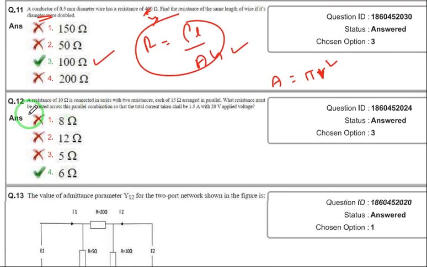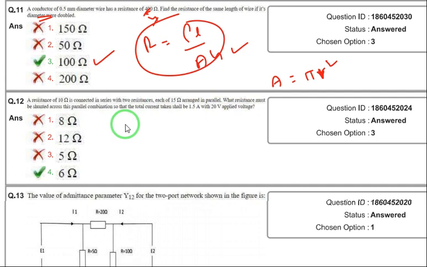So here what he is giving: a resistance of 10 ohms is connected in series with two resistors each of 15 ohms arranged in parallel, and what resistor must be shunted across the parallel combination so that the total current will be 1.5 amps with 20 volts applied. It is asking what resistance must be shunted across the parallel combination. I will give you a hint, just calculate that.